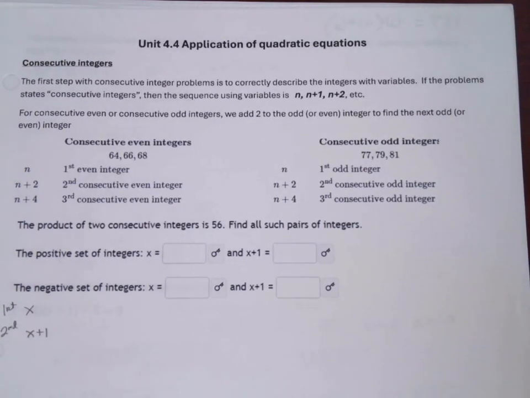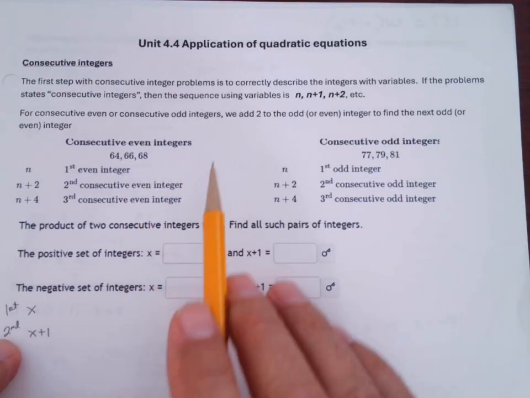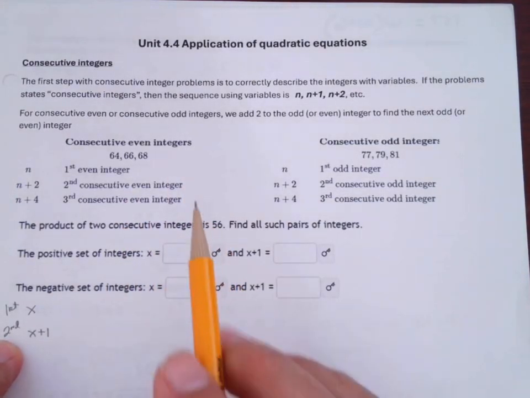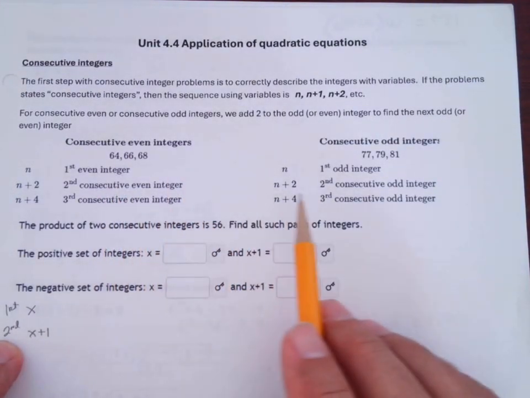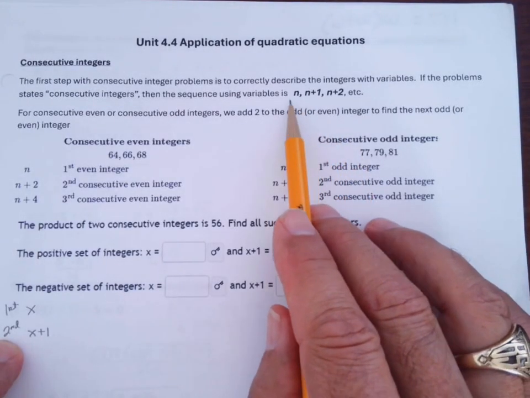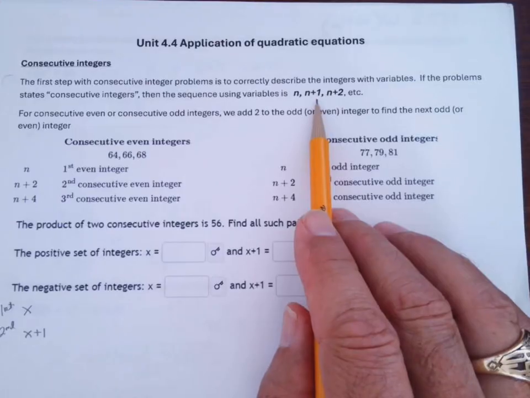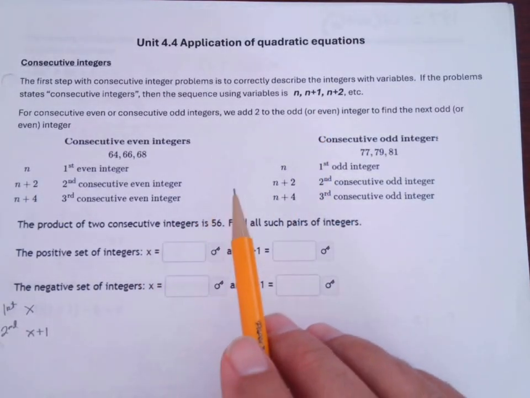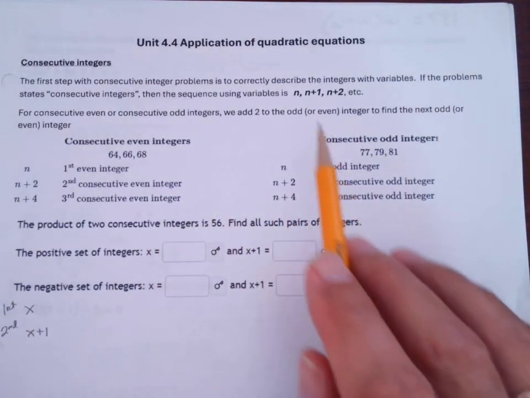Okay, we're going to look at a few applications. First type is going to be the consecutive integers and/or consecutive even, consecutive odd. As discussed in class, when you set up consecutive integers, that means one after the other, the setup will be x, x plus 1, x plus 2.